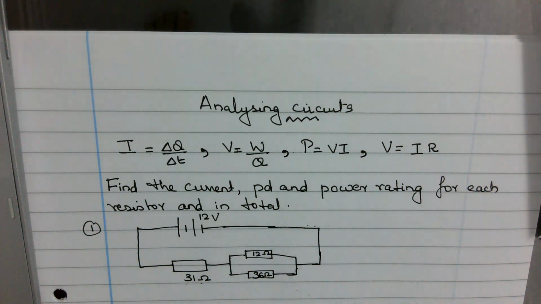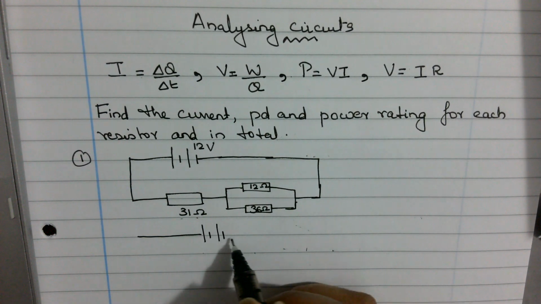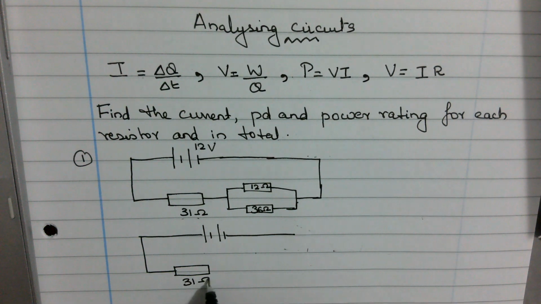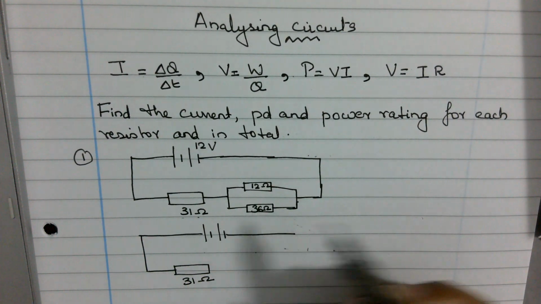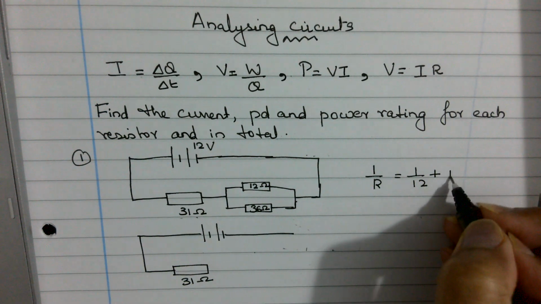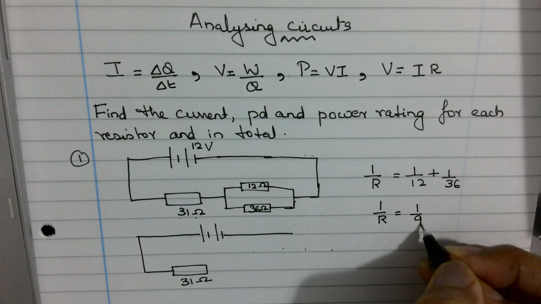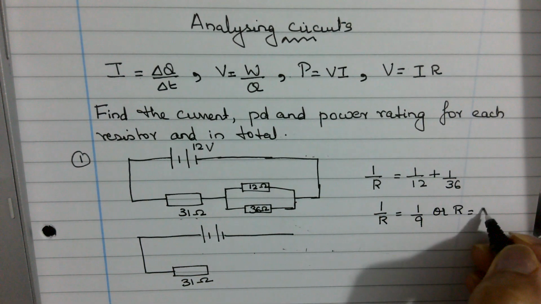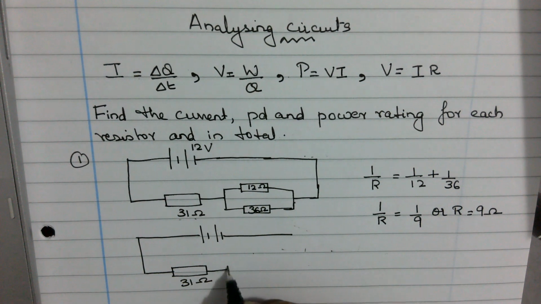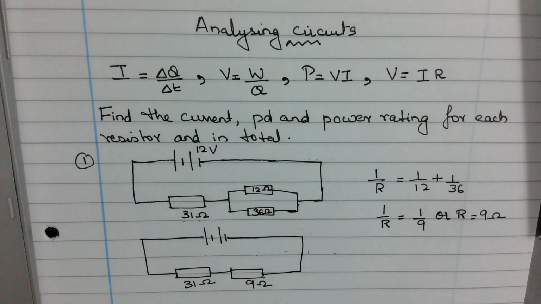Whenever we get something like this, initially, till we get used to it, I always replace it by the equivalent circuit. So I have a 31 ohm here and these two are in parallel. So 1 over R is equal to 1 over 12 plus 1 over 36. When you figure it out, you will get 1 over R is equal to 1 over 9, or R is equal to 9 ohms. So this parallel combination can be replaced by a single resistor, 9 ohms, which has the same effect as those two resistors.